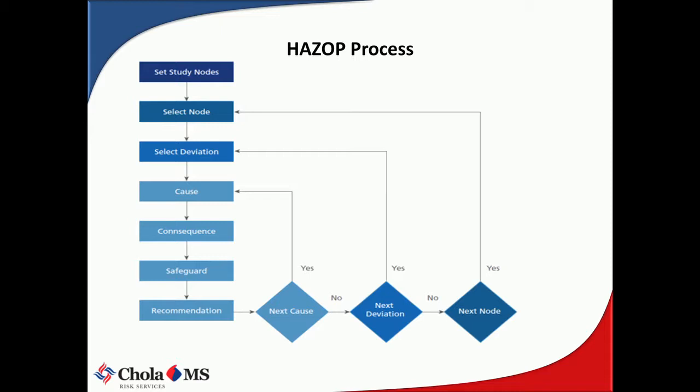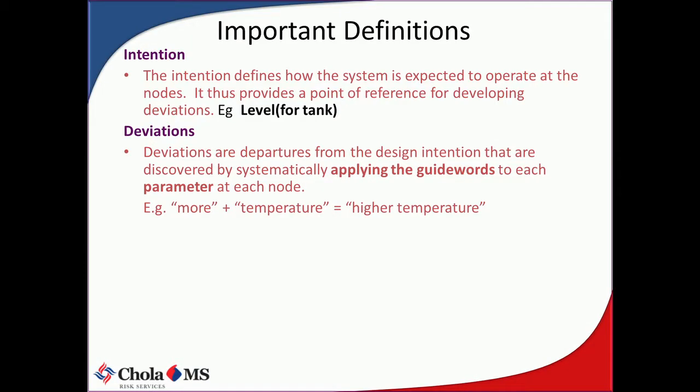Deviation is what I told. If you take a node and you take a parameter, say temperature, and the node uses the guide word "no temperature", that is the deviation. Then cause of the deviation, consequence, safeguard, recommendation. Then again you take the next node, and it will be a continuous line. What is P here?